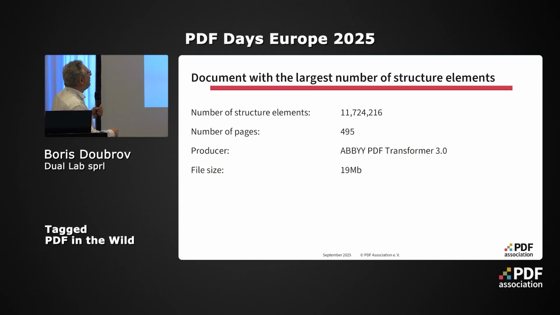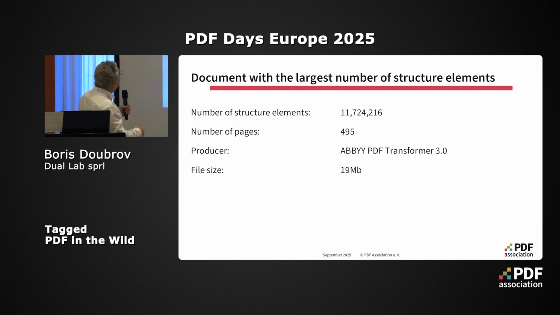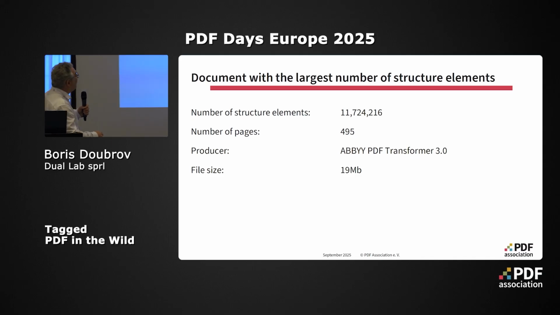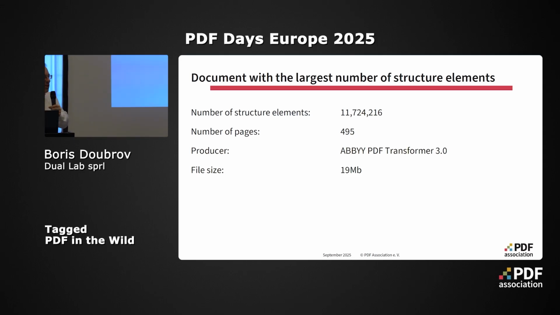Well, then we were of course interested in extreme cases. That's always fun. So what is the largest number of structure elements? Well, 18 million. Just about 500 pages, the file is small, but the structure tree is really huge. And again, this is an indication that if you want to create a structure tree and keep it in memory, you have to be prepared to keep these large tree data structures in memory.